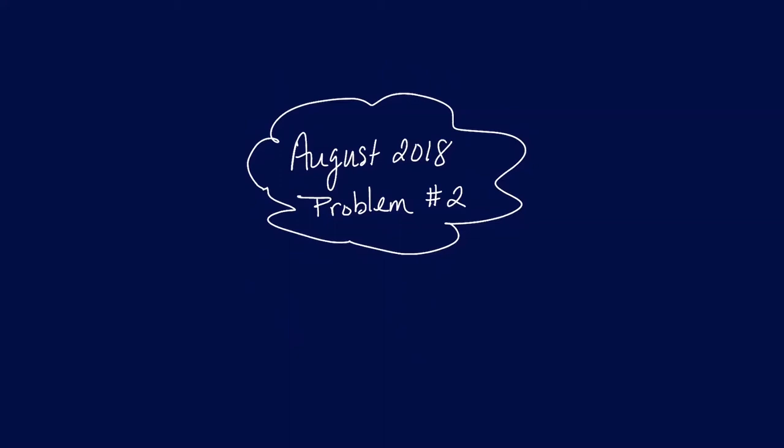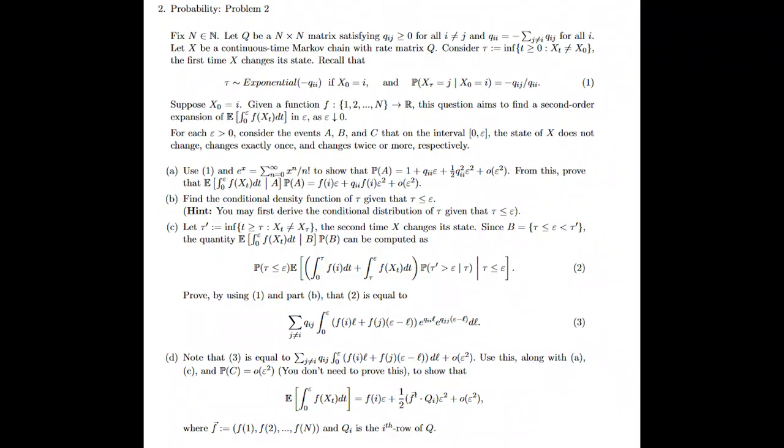In this problem, we have a continuous time discrete state space Markov chain described by a generator matrix Q, and we're being asked a bunch of questions to apparently find a second-order expansion for the expectation of a certain integral. Now, at first glance, this problem seems really scary. It's notation intensive, but I don't think it's as bad as I think. I don't know what you think, but let's see what we can do.